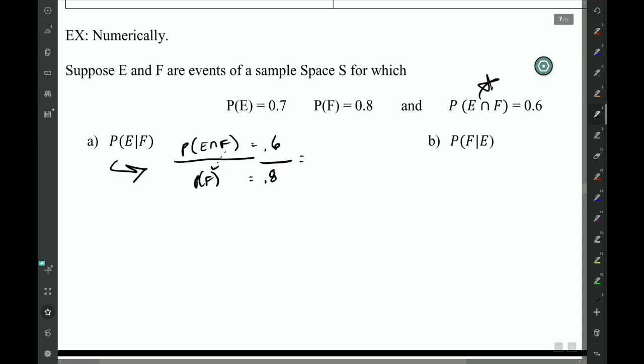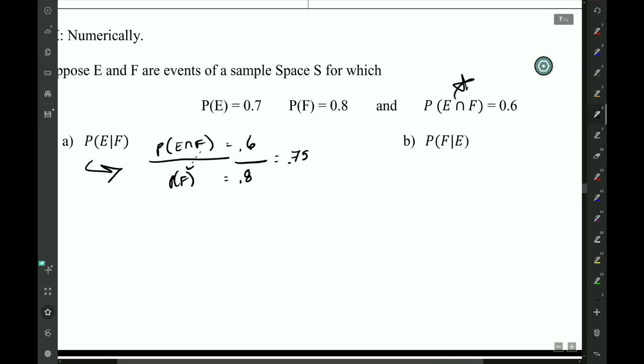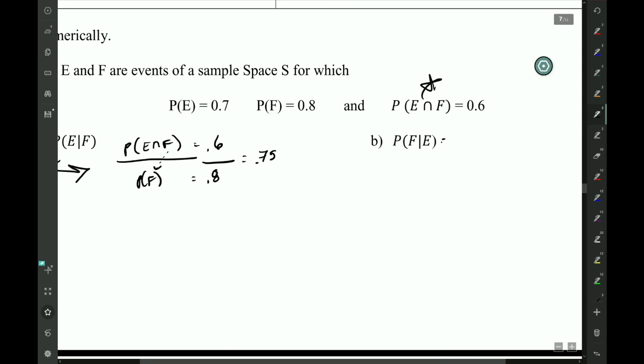Is 0.75 or 75%. The little difference here, probability of F given E, well, this is still the same. Okay, the intersection is still the same. F and E is the same thing as E and F, so it's still 0.6. The only thing that's different is that this second piece is always the one that's down below. So probability of E now, E is 0.7. So you have 0.6 divided by 0.7.